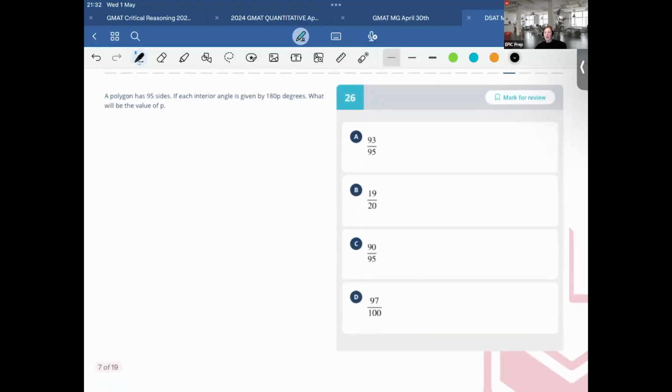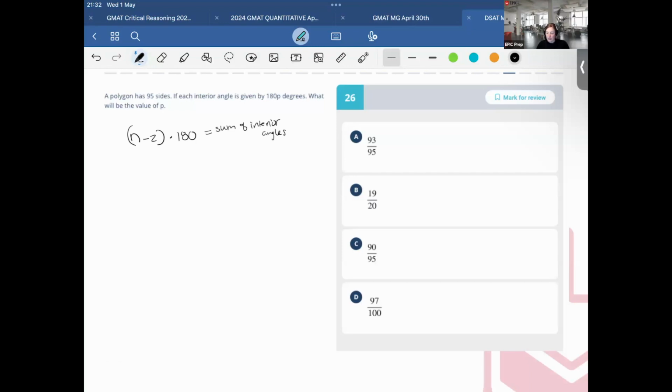Okay, so another concept that could come up and would be good to know are polygons. So here we have the problem, a polygon has 95 sides. If each interior angle is given by 180p degrees, what will be the value of p? Okay, so first, if I want to find the actual amount of degrees that a 95-sided polygon has, I can use this amazing formula, which is n minus 2 times 180. This will tell me the sum of interior angles of any n-sided polygon.